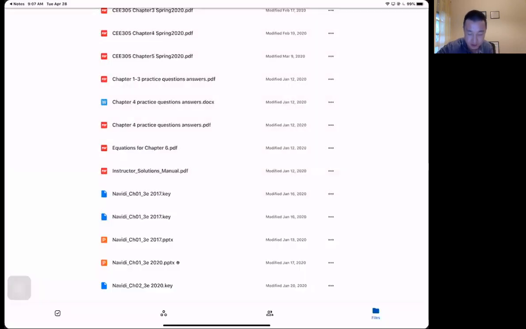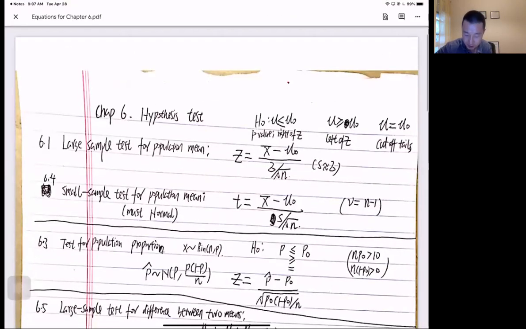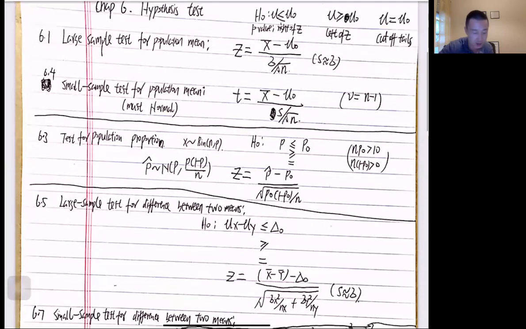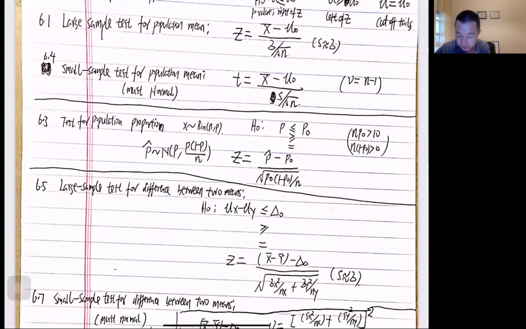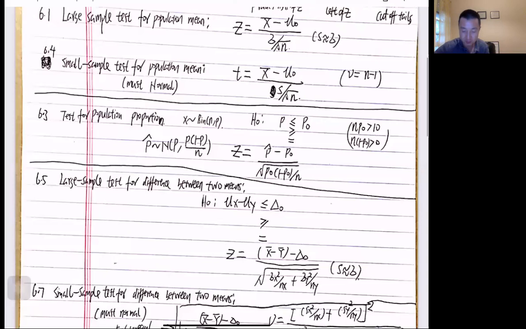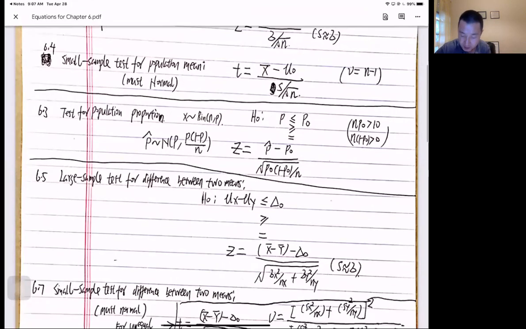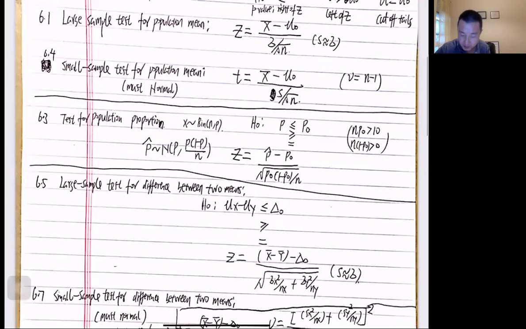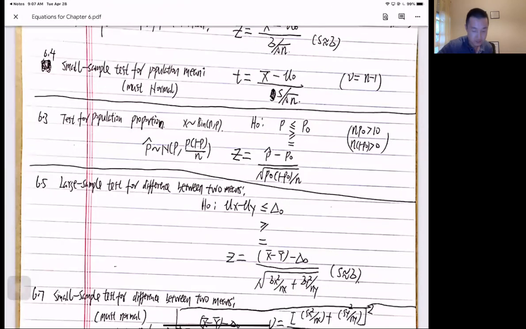So let's go back to the equation sheet here. This is the test for population proportions, section 6.3. And we need to calculate the z-score here, right? So this is the equation. Sorry, I cannot mark here, but here is the equation for the z-value.